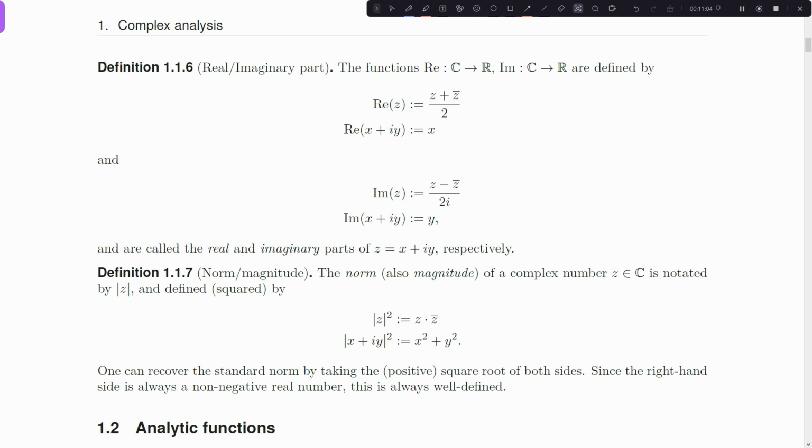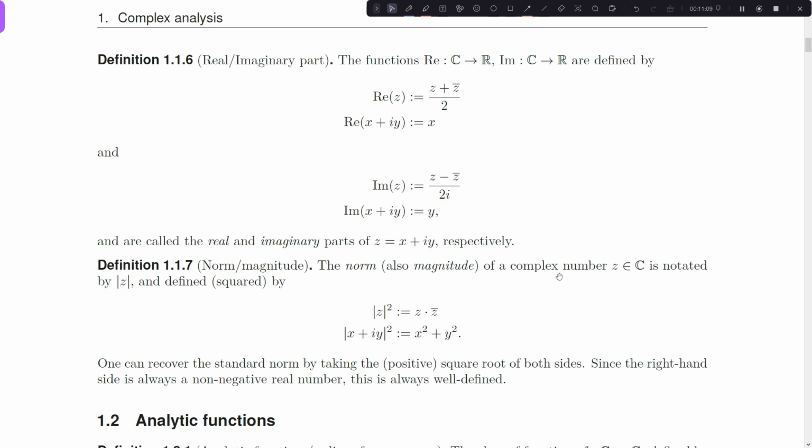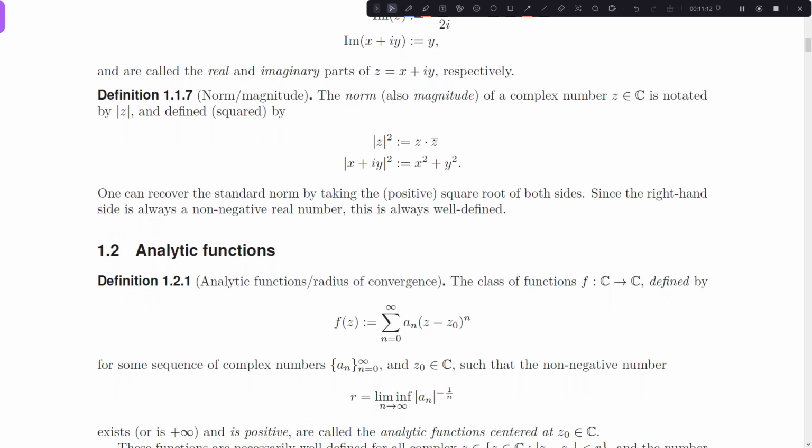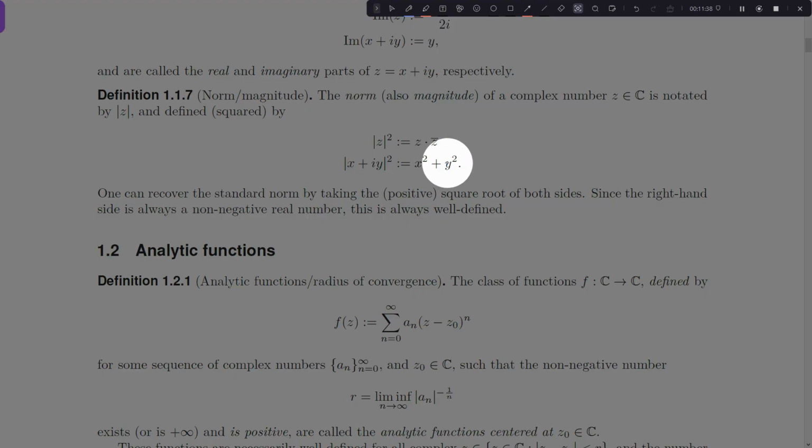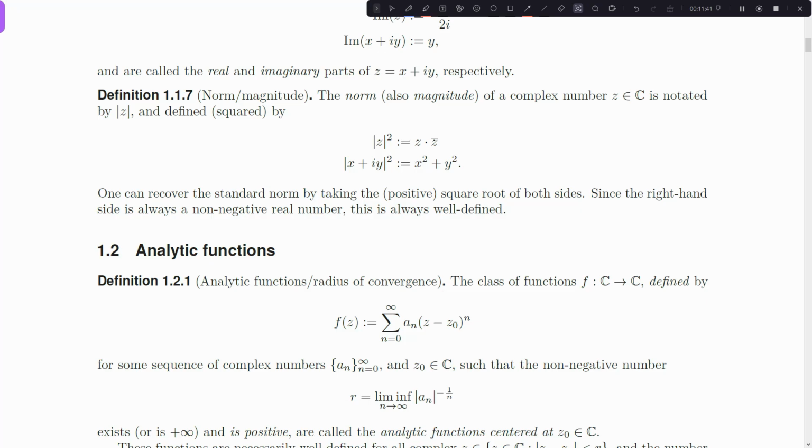We also have this expression called the norm, sometimes called the magnitude of a complex number. This is defined the same way that we would define the Euclidean norm in two-dimensional space R2. Since these are represented by basically two real numbers, x and y, the Euclidean distance from the origin, so many units in the x direction and so many units in the y direction, is precisely x squared plus y squared, and then you take the square root to actually recover the distance.